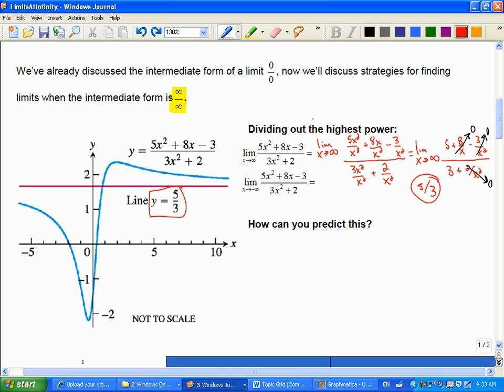So really what we're considering here is we're looking at the limit as x goes to infinity of 5x squared over 3x squared. And if we just were to ignore everybody else, we'd have 5 over 3, and x is no longer a factor here. That's why I end up with 5/3, even though I'm going off to infinity.